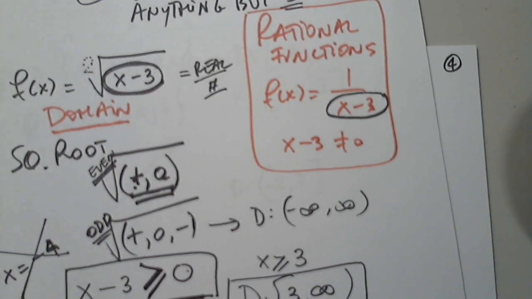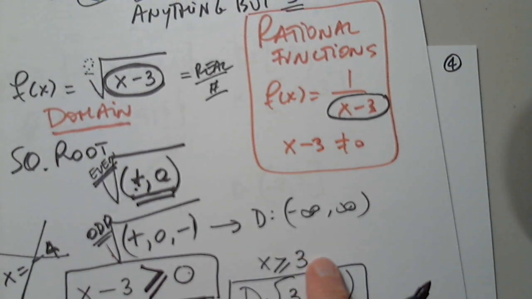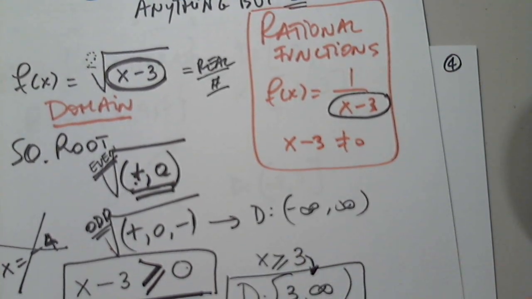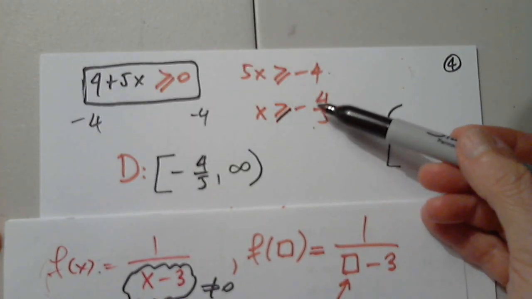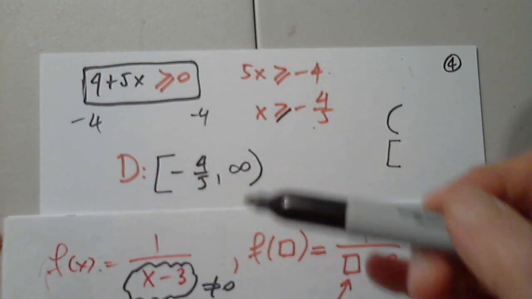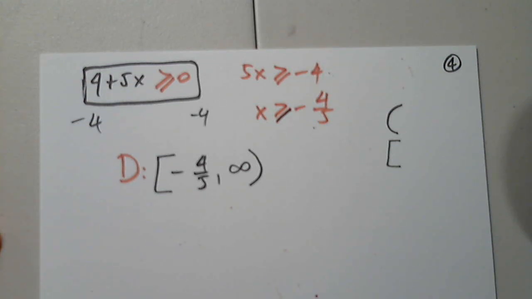Awesome. So this is exactly what we just did. X minus 3 greater than or equal to 0. We move 3 to the other side, and that's what we wrote. So here we have x greater than or equal to negative 4/5, from negative 4/5 to infinity. That's the domain. Any questions?